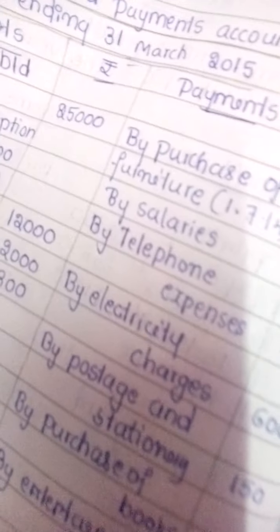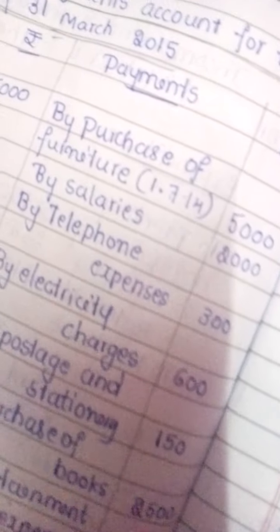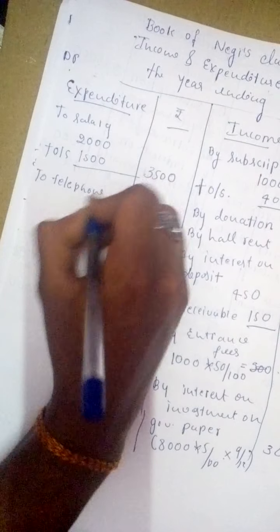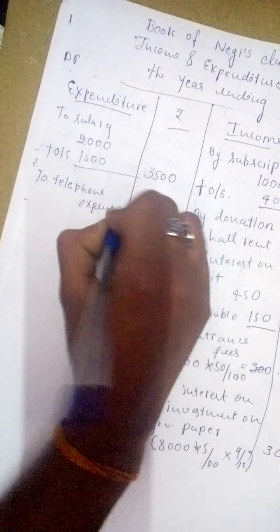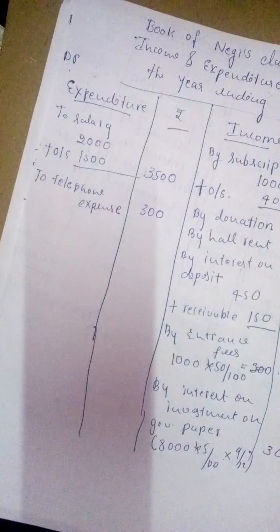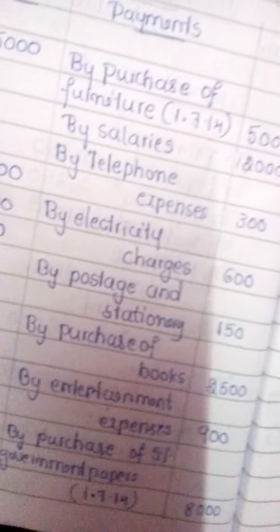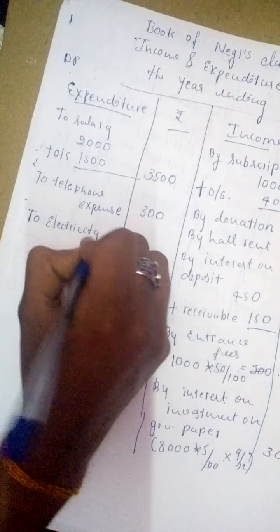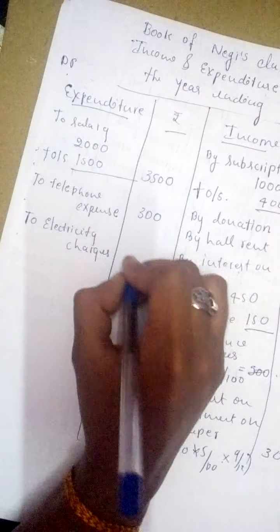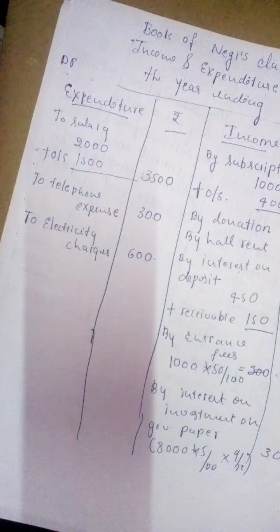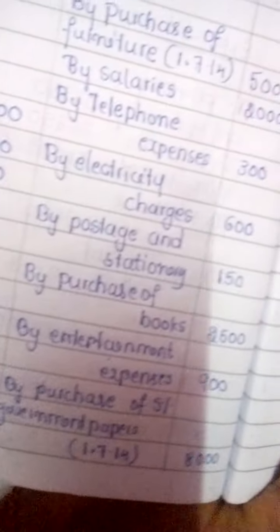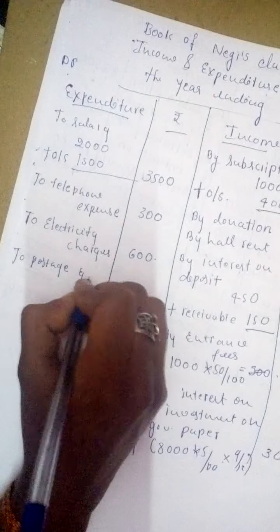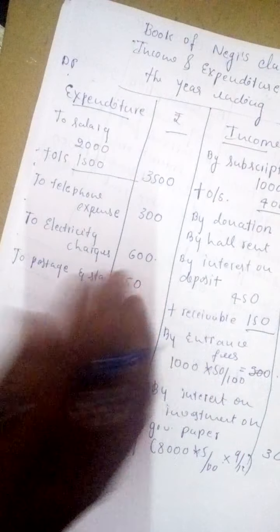Next item is telephone charges, telephone expenses. How much? 300. Write down as it is. To telephone expense, there is no adjustment given, so just 300. Then they have given electricity charges 600. No adjustments. Then they have given postage and stationery amounting to rupees 150. No adjustment. To postage and stationery amounting to rupees 150.